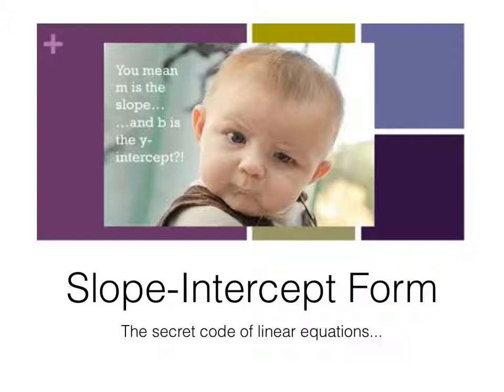So Quizzical Baby is saying, you mean M is the slope and B is the y-intercept? Let's look at what he's actually talking about. Well, not talking, I guess thinking. He's not thinking about it at all. He's just cute. Moving on.